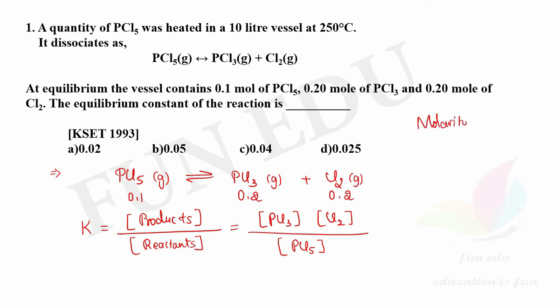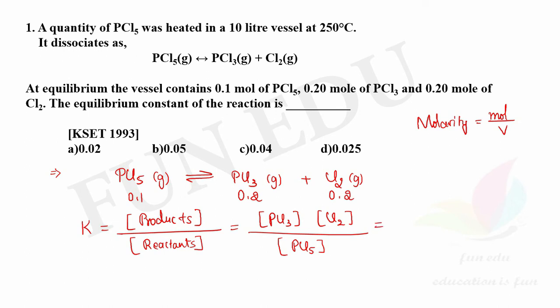So any concentration or molarity will be equal to number of moles of that substance present in volume of a solution, right? So what is the volume? Sorry, number of moles per volume. So molarity is nothing but number of moles per volume. So if I substitute that for concentration here, what will we get?